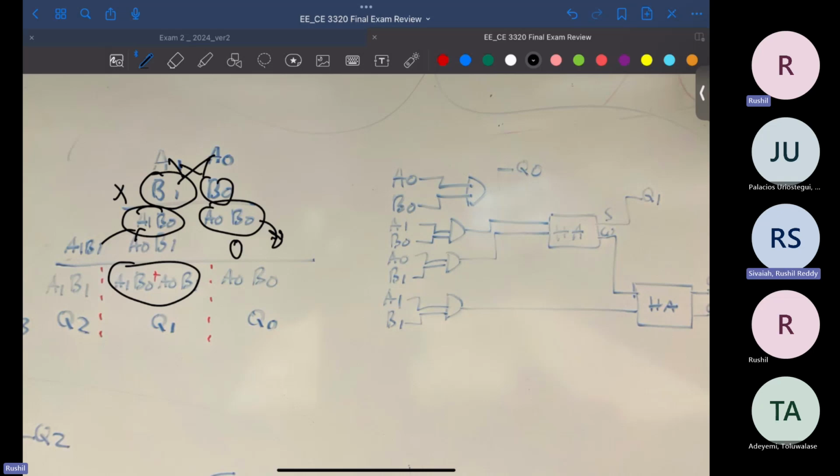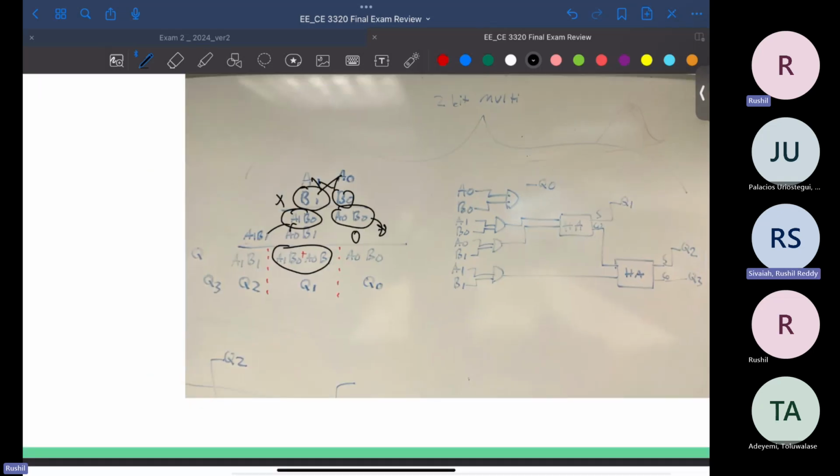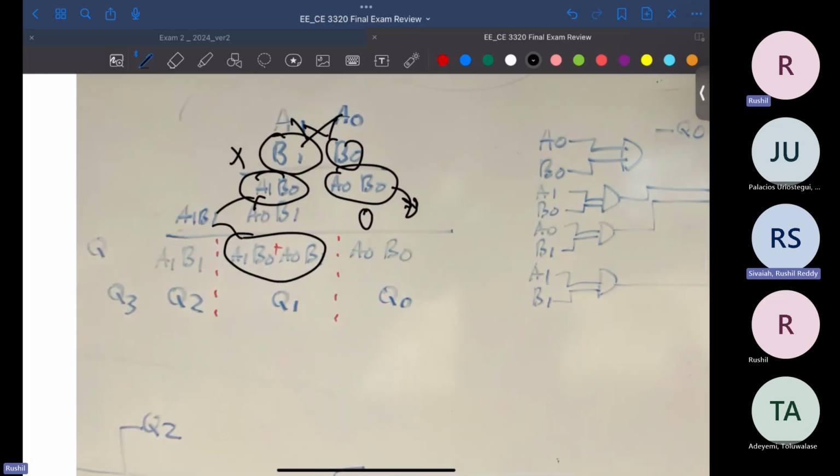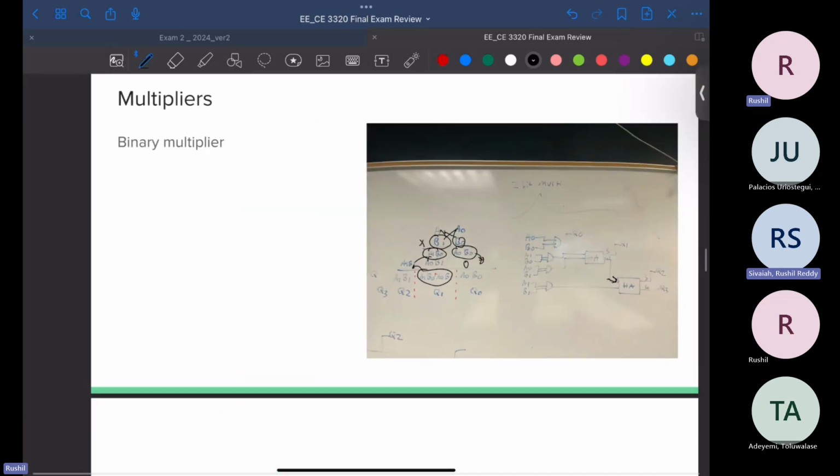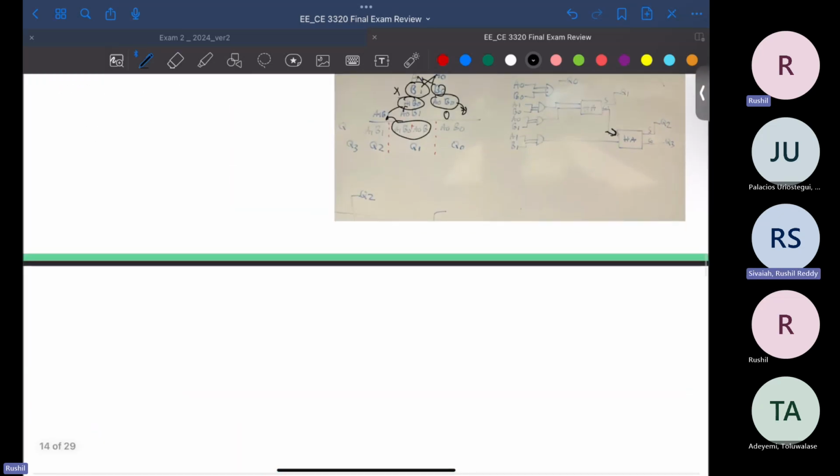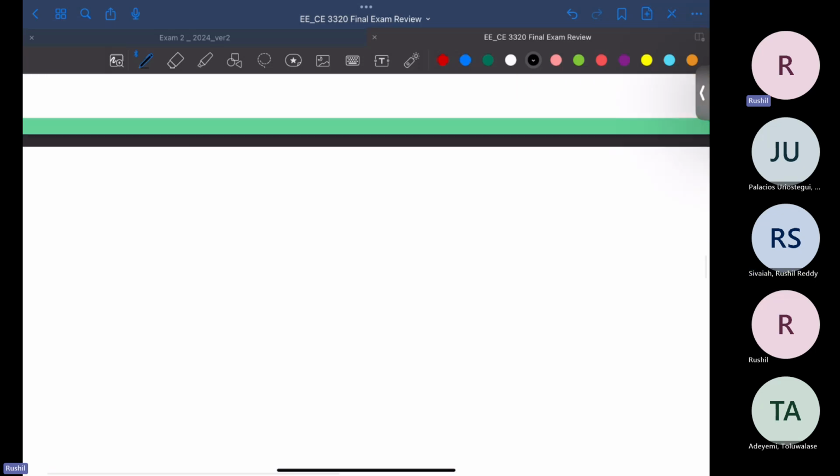So this half adder is for the carry of this. Oh, I see. You have to make sure you remember your carries. That's very good. So I guess we can go do the other one.